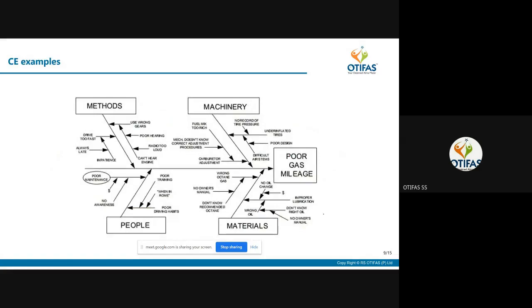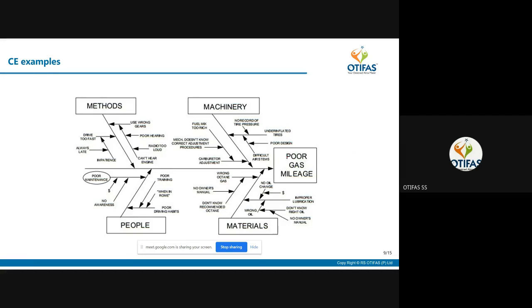So similarly, poor gas mileage, somebody did this and see this. Now, whatever the end of something is, is considered as a root cause. For example, one of the category groupings for poor mileage was machinery. Out of the machinery, they have told that fuel mix too much. Now see this, this is machinery. Now in the machinery, there is one called under-inflated tires. So what is the reason for this? This is because there is no record of the tire pressure.